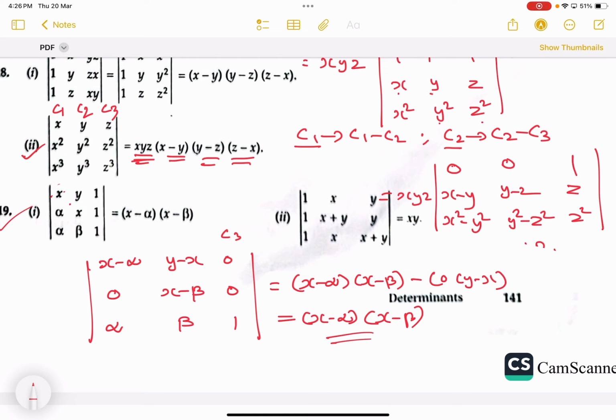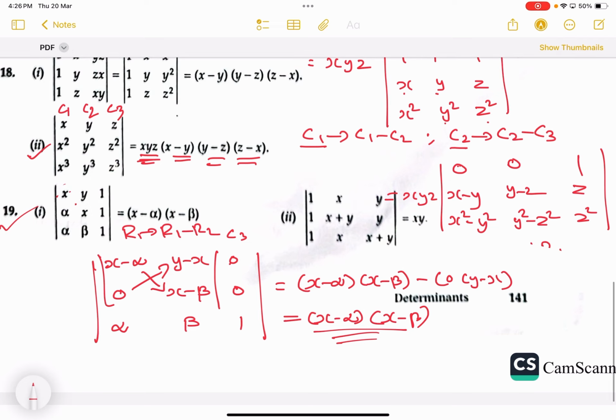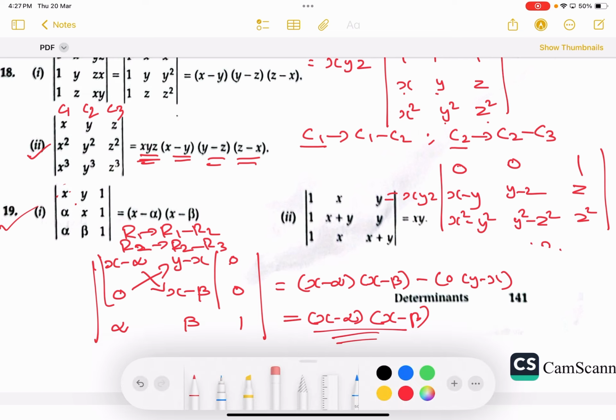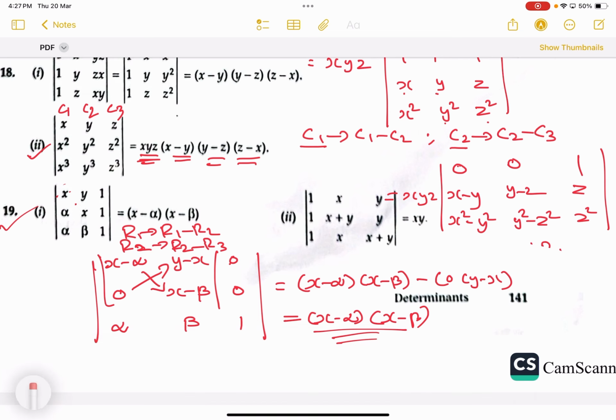Determinant you know, right? 0 into anything is 0, then again 1 into the determinant of this part. What is the determinant of this part? This into this minus this into this. So this into this minus 0 into anything is 0. Can you write the row and column operations, like which row to subtract? Row 1 minus row 2, and row 2 minus row 3, and expand by column 3.